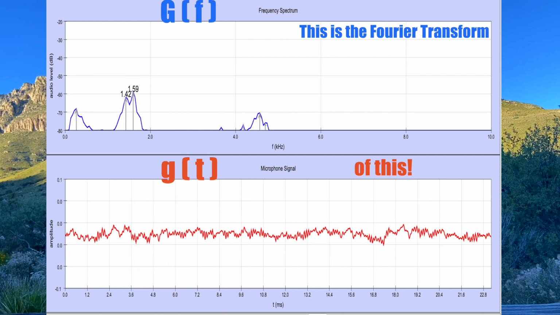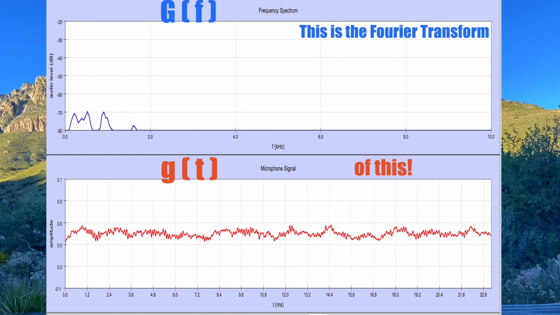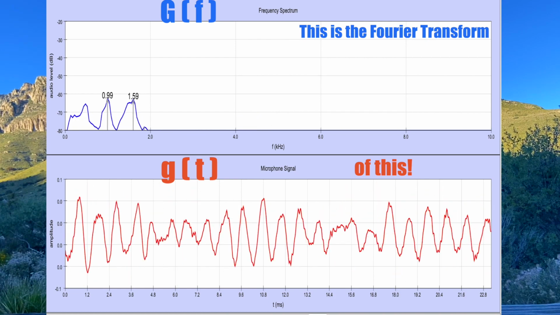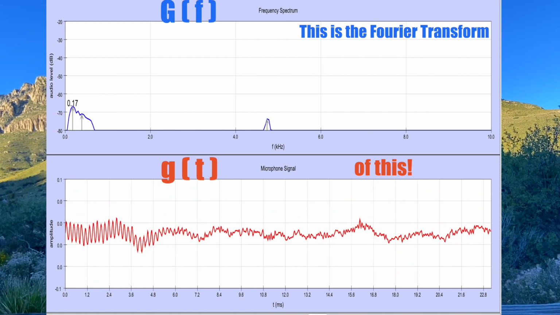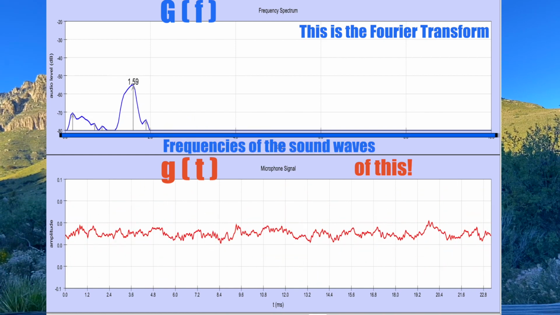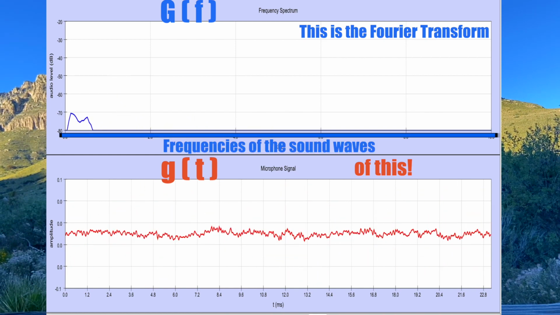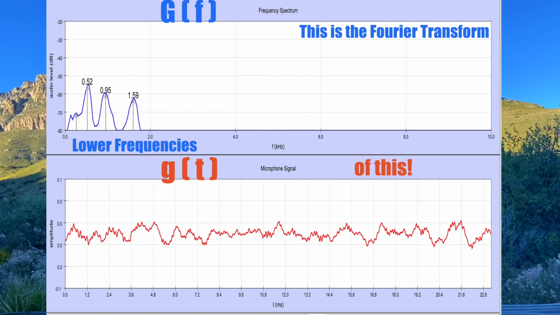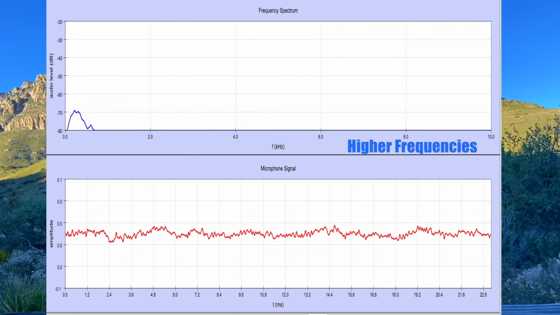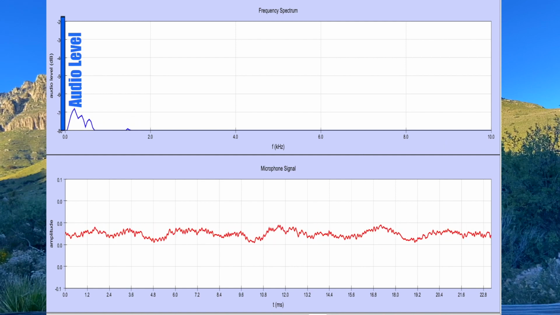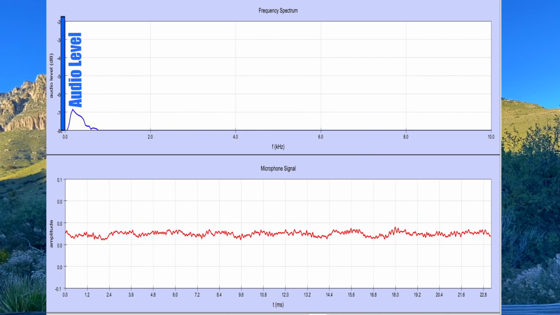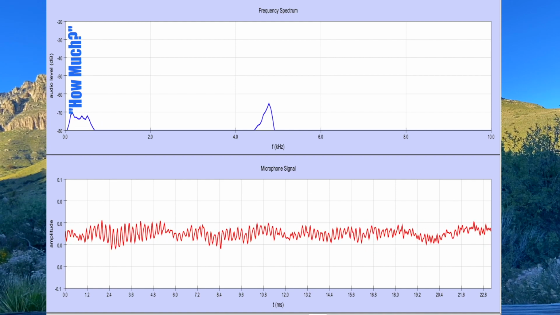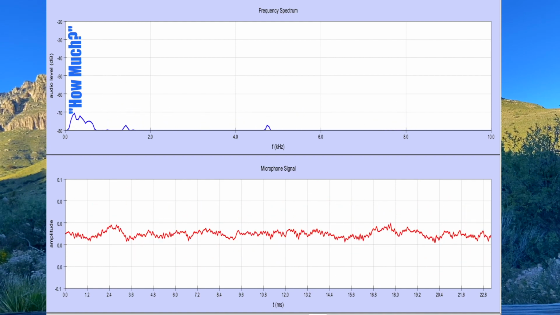Alright, let's take a second to make sense of what we're seeing here. We already know what the axes of G of t represent. Let's focus on G of f, the Fourier transform. Notice that the horizontal axis represents frequency. On the left side of this axis, we have the lower frequencies, and on the right side, the higher frequencies. The vertical axis represents the audio level. You can think of this as telling us how much of a given frequency is present in the signal at any given time.